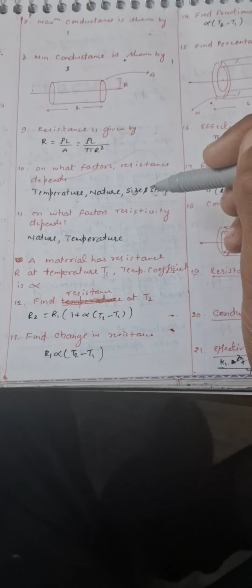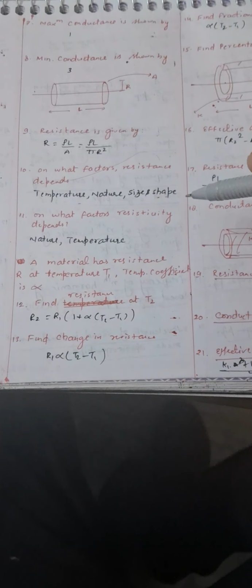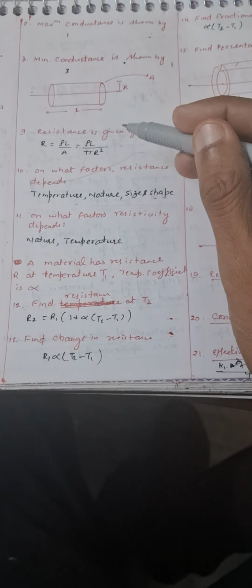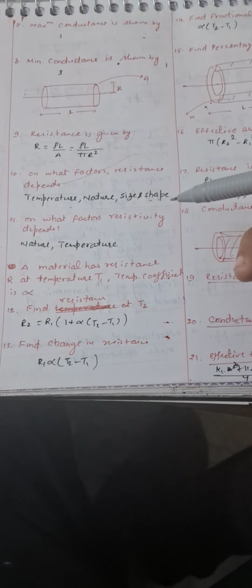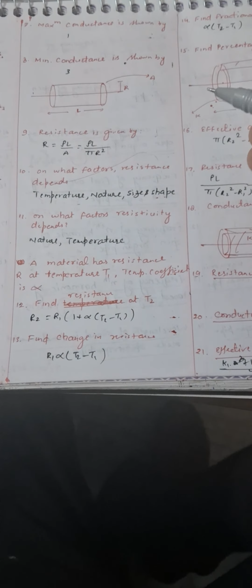Next is on what factors resistance depends. So resistance depends on temperature, nature, shape and size of the resistor. Next is on what factor resistivity depends. So resistivity depends on nature and temperature.